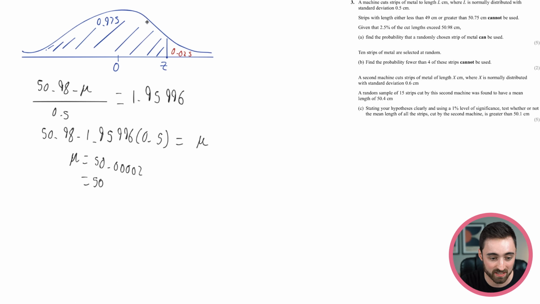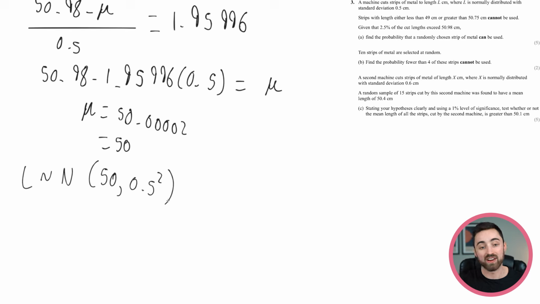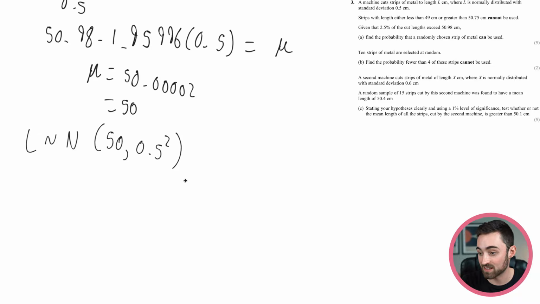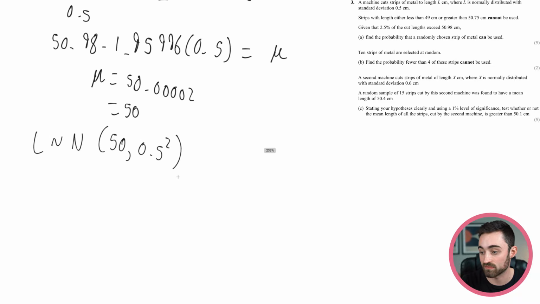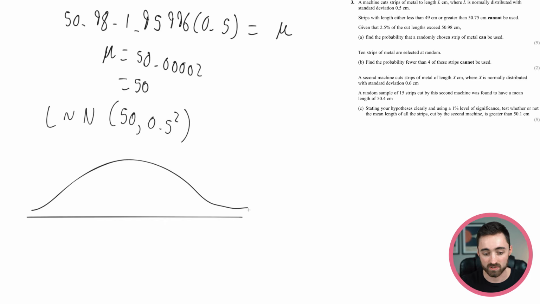So it's now going to be distributed with a mean of 50 and a standard deviation of 0.5. Okay, now what are we being asked? We're asked for the probability that a randomly chosen strip of metal can be used. And this says strips with either less than 49 or greater than 50.75 cannot be used. So which kind of makes sense. You kind of want them to be 50.